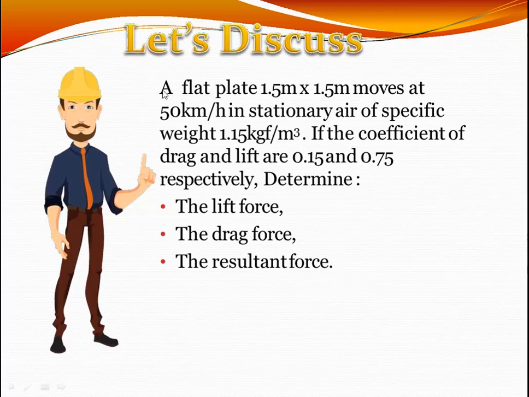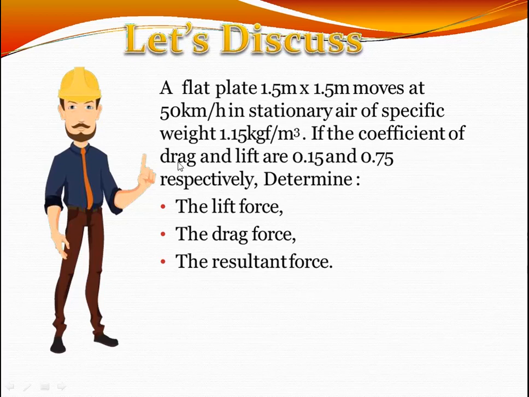First, we will analyze what is given. A flat plate of 1.5 meter by 1.5 meter, that means the area of the flat plate is given, which moves at a velocity of 50 km per hour. Velocity is given in kilometer per hour, so we have to convert it into meter per second so that it becomes simple for analysis. Stationary air is given as the fluid, having a specific weight of 1.15 kgf per meter cube.